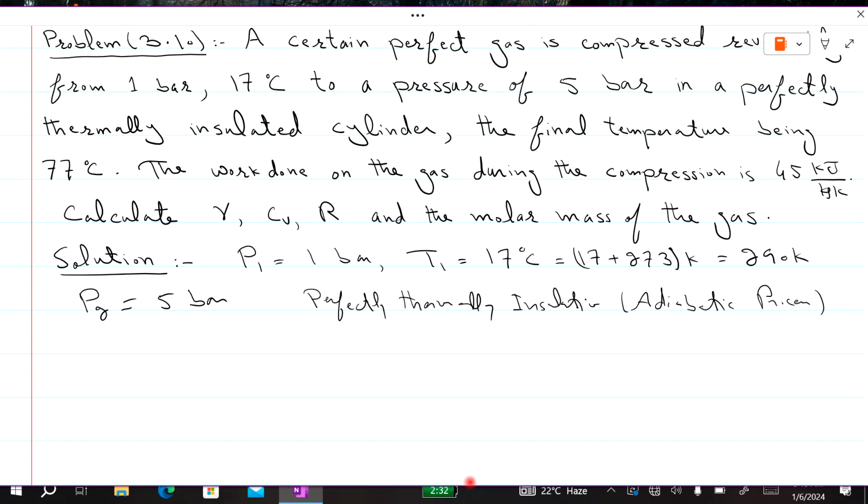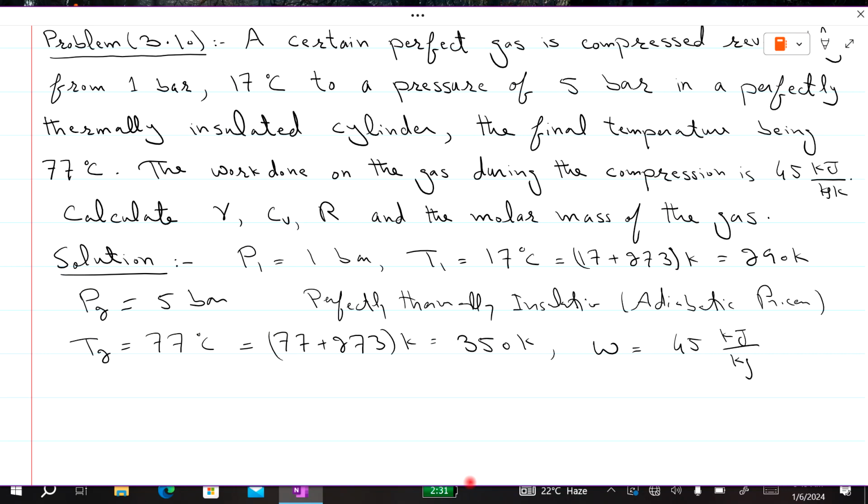The final temperature being 77 degrees centigrade, T2 is equal to 77 degrees centigrade. Convert this temperature into Kelvin, which is equal to 77 plus 273 Kelvin, which is equal to 350 Kelvin. And the work done on the gas during the compression, the work input, is equal to 45 kilojoule per kilogram.